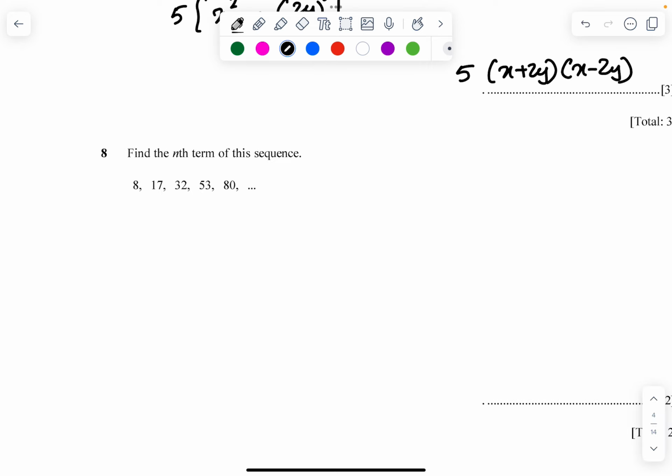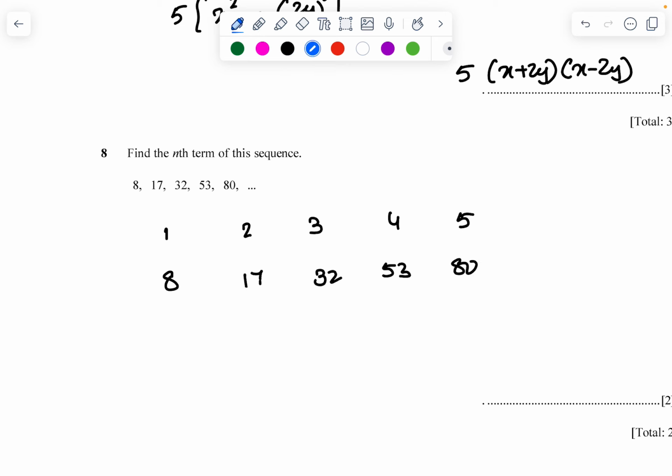Find the nth term of the sequence. So for 1 it is 8, for 2 it is 17, for 3 it is 32, for 4 it is 53, and for 5 it is 80. So what are the first differences? First differences are 9, 15, 21 and 27. Now what will be the second differences? Second differences are 6, 6 and 6.